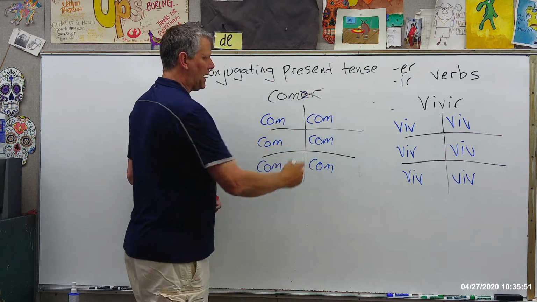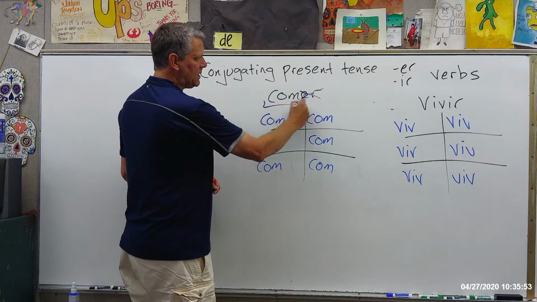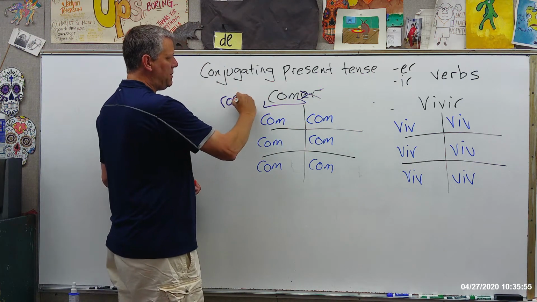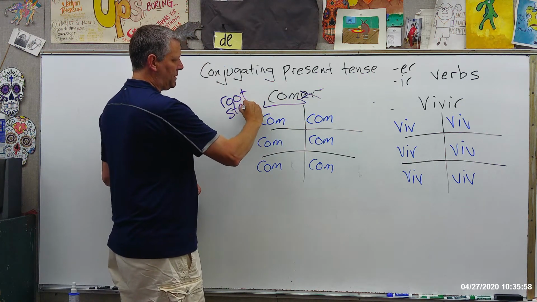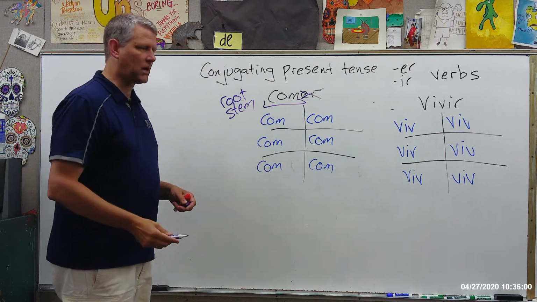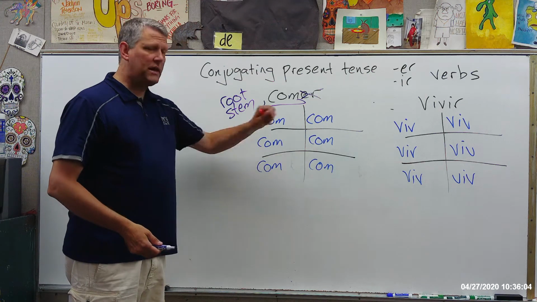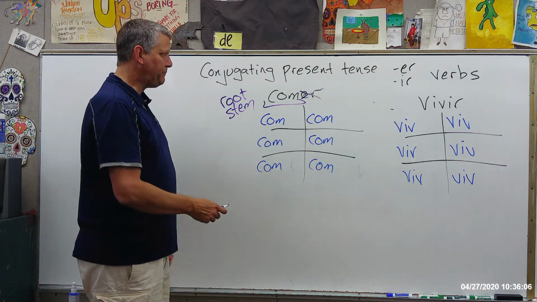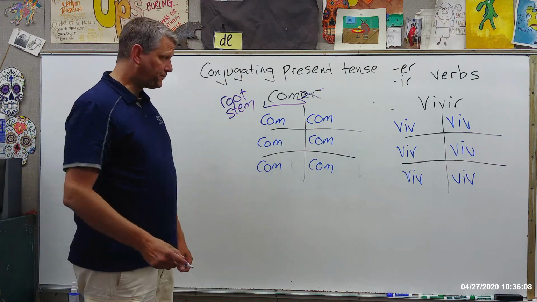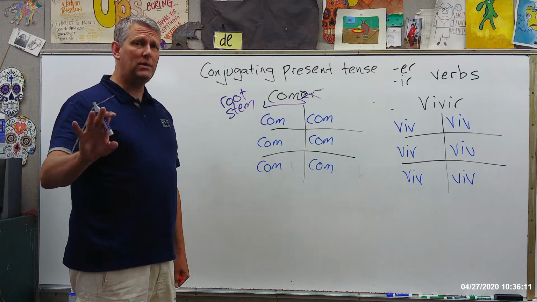drop the ending. Okay? The part that you're left with here, the COM, that's called the root or the stem. Some people call it a root, some people call it a stem. I don't care which one you want to call it. But you take that root or stem and you write it on all of the branches of our happy little verb tree right here. Okay? Then we add the endings. Okay, and this is going to show who does the action.